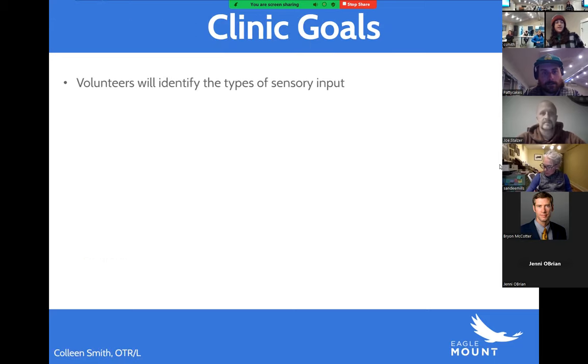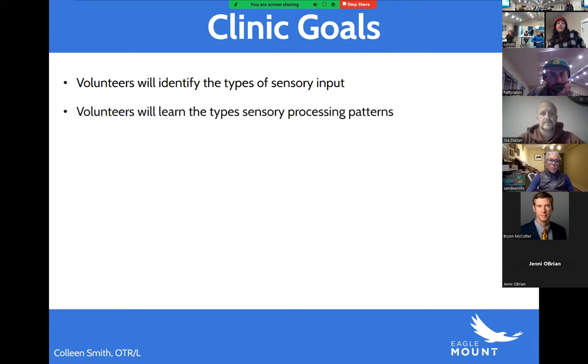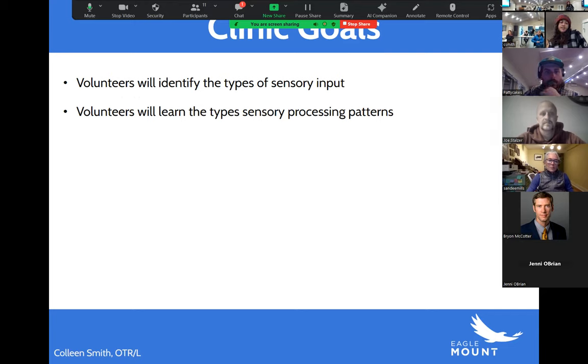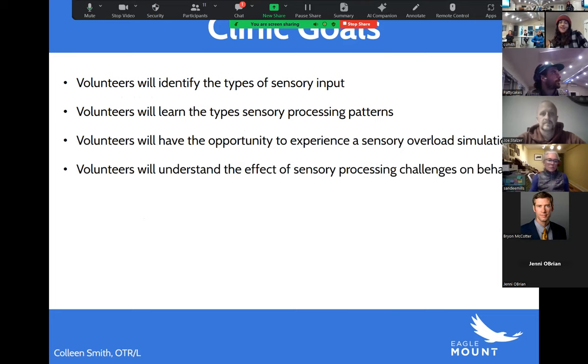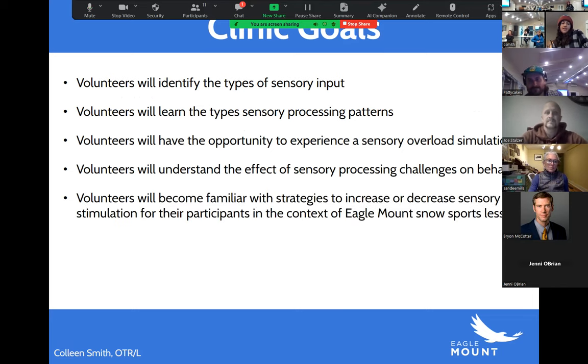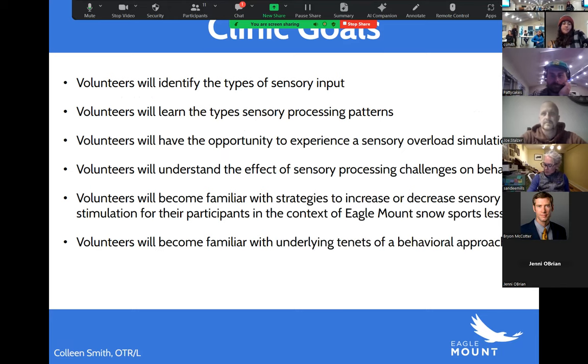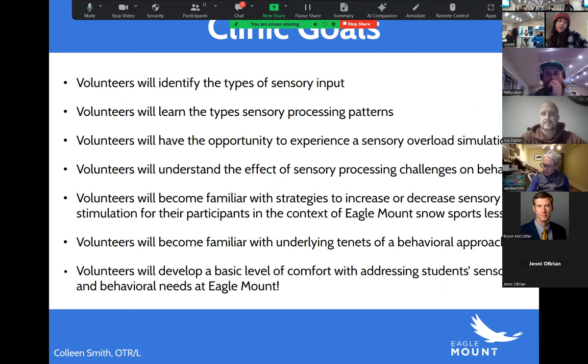Okay, so the goals tonight are to be able to identify the types of sensory input, and learn some standard sensory processing patterns that you can start picking out in real time. We're going to have a little sensory overload simulation, learn how that influences behavior, and then dig into some strategies for approaching this, and also some behavioral approaches. Hopefully we'll increase everyone's comfort with behavior lessons and addressing sensory needs.